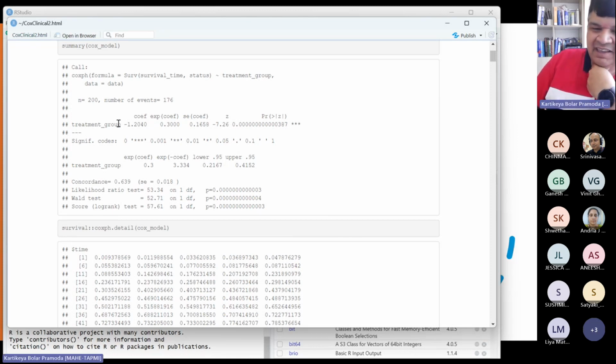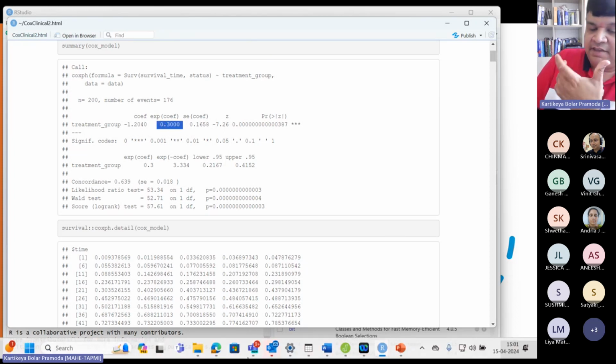So the result here again is similar to a regression equation. Here we have only the one independent variable called treatment group, so there is a coefficient associated with that. But what we are interested in is this exp(coef). The exp(coef) is basically the hazard ratio, right? So the hazard ratio is e to the power of that beta, our coefficient. Okay, so it is 0.3000.